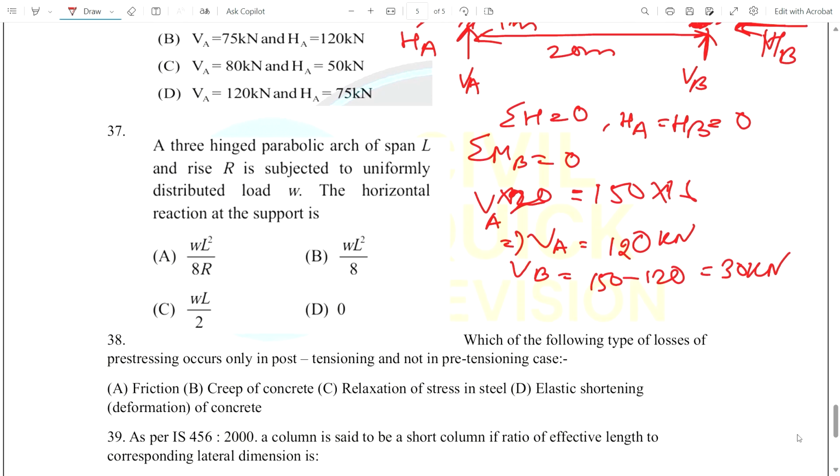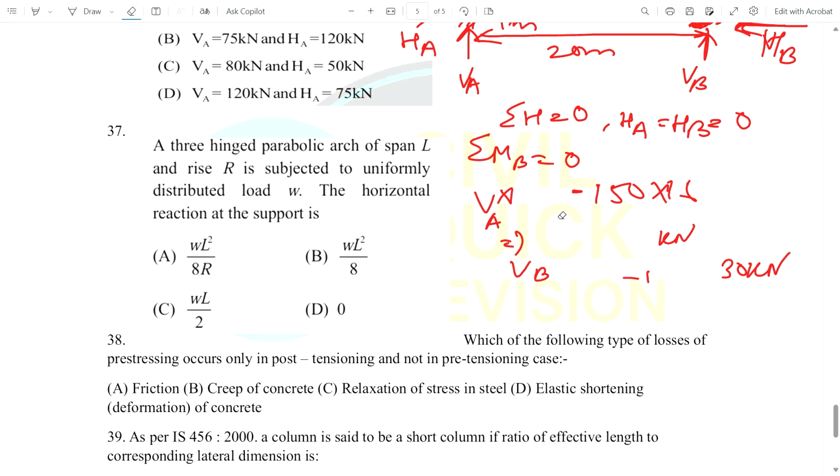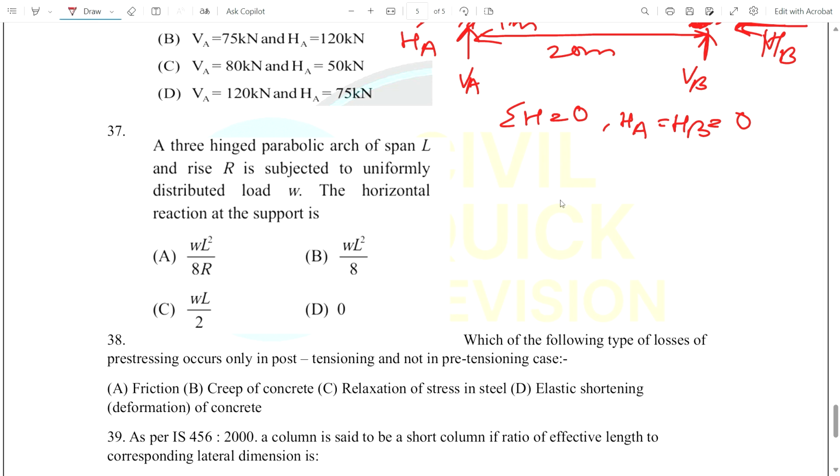Now we can calculate the horizontal reaction. I just remove this for now. You just pause the video and calculate it by yourself. Now calculate the horizontal reaction. So for that, moment at C is equal to 0.